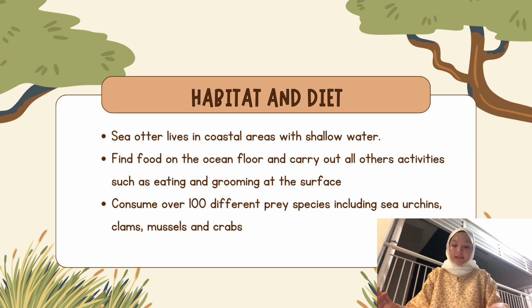So firstly is the habitat and diet of the sea otter. So basically, sea otters live in the coastal areas with shallow water, and they can find food on the ocean floor and carry out all other activities such as eating and grooming at the surface of the water. Sea otters consume over 100 different prey species, including sea urchin, clam, mussels, and also crabs.